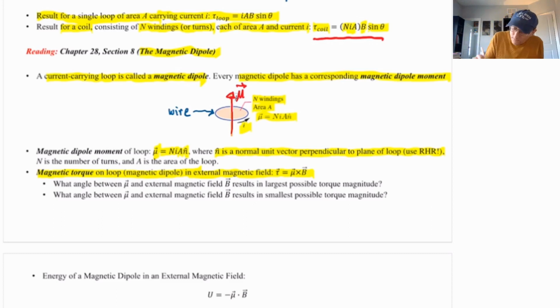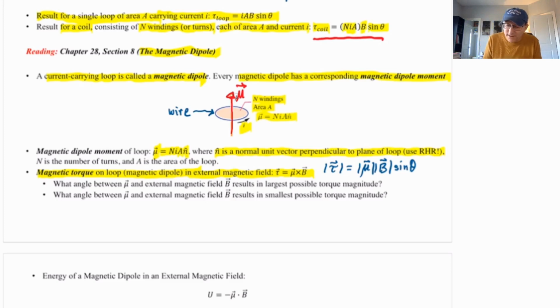Notice then that the way to get the magnitude of the torque would be take the magnitude of the magnetic dipole moment times the magnitude of the magnetic field times the sine of the angle between mu and B, which is what we're calling theta. And then to get the direction of the torque, just do the right-hand rule for mu cross B.